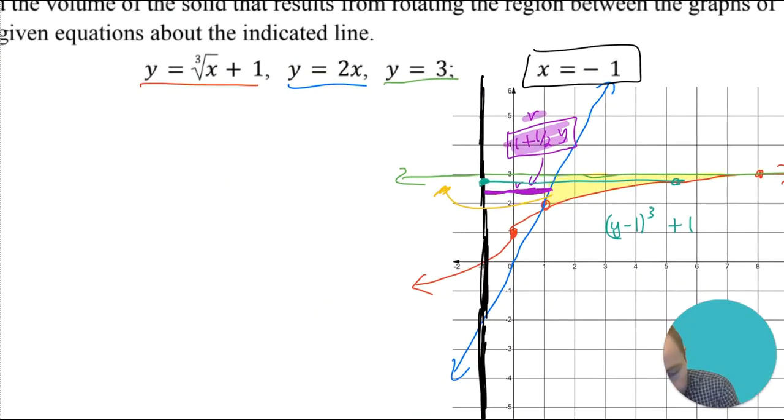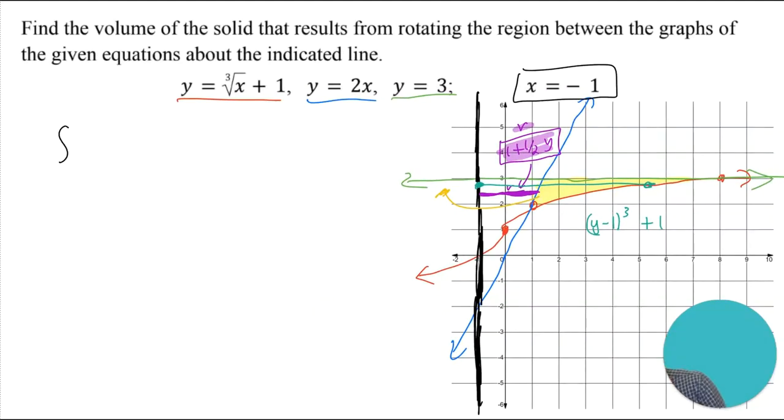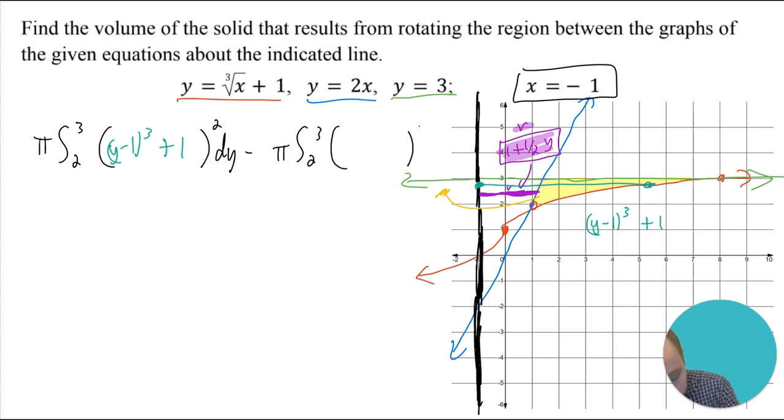So our integral will still go from 2 to 3 like before, but then we're going to have to do pi, and then our big radius that we're going to have to square is going to be the quantity of y minus 1 cubed plus 1, and then subtract pi integral from 2 to 3 of the square of our inner radius. I'm just going to be adding 1 to the 1/2 y.